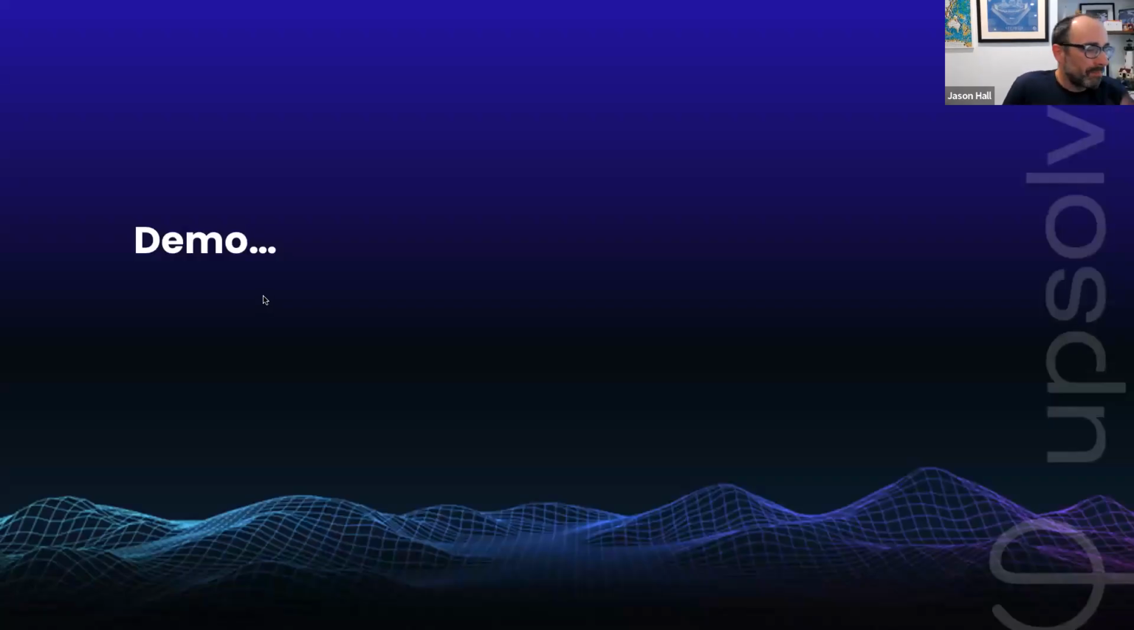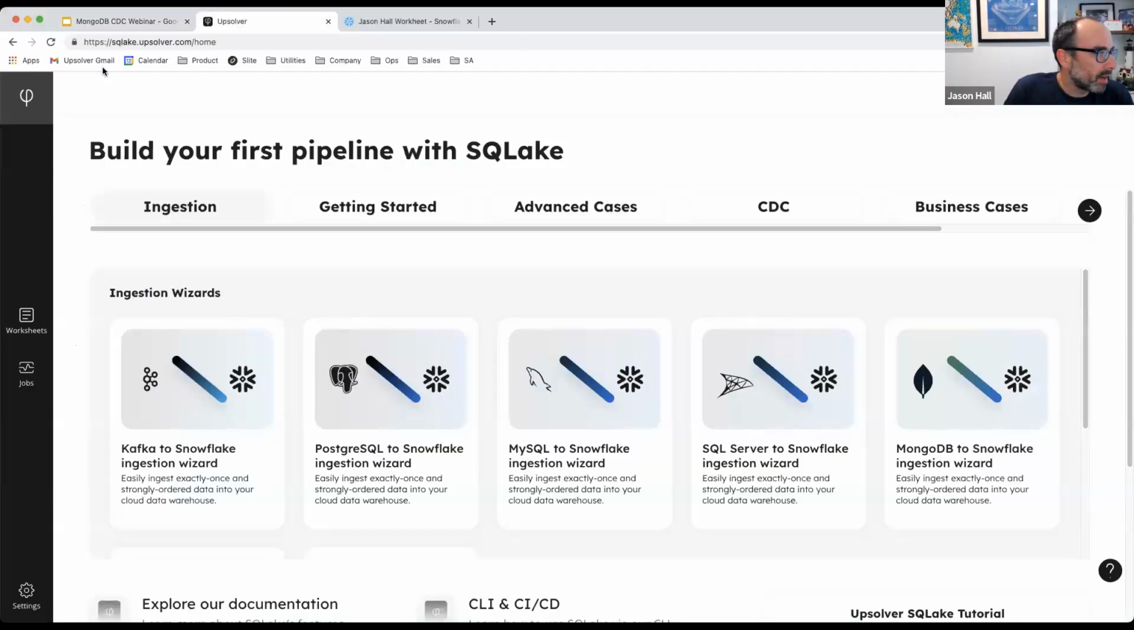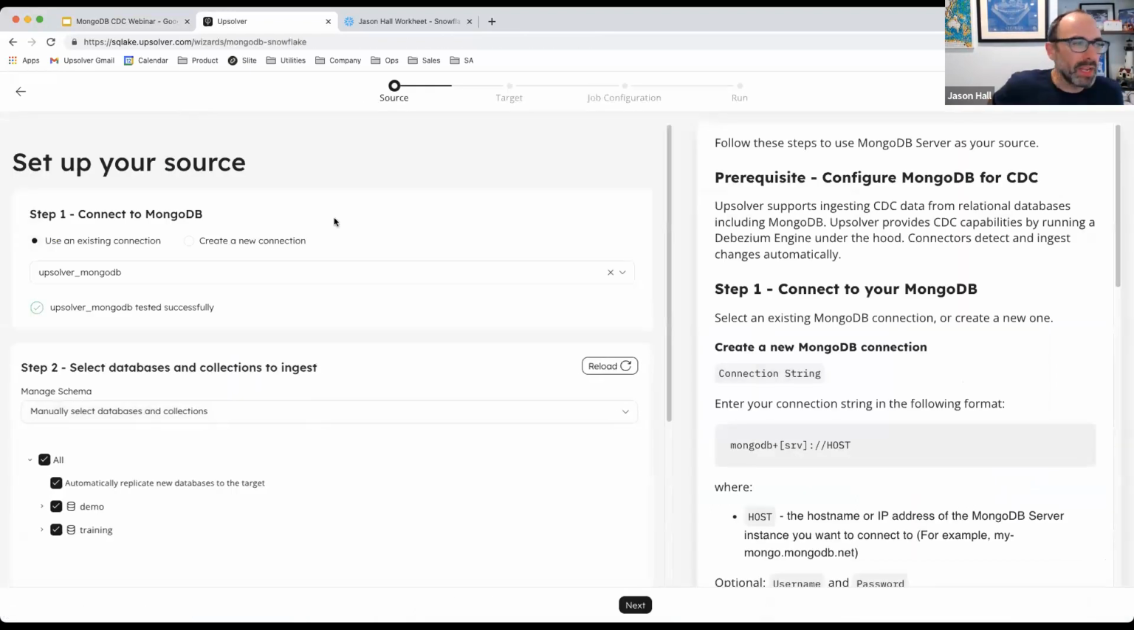So with all of that as the backdrop, let's show you how this all works. I'm going to switch into a demo here, and we're looking at the Upsolver interface, which is all web-driven. I'm going to first just bring you through the simplest integration that we offer. This is that ELT integration I alluded to, where we just want to get raw data from MongoDB into Snowflake as easily as possible. So we'll step through this MongoDB to Snowflake wizard.